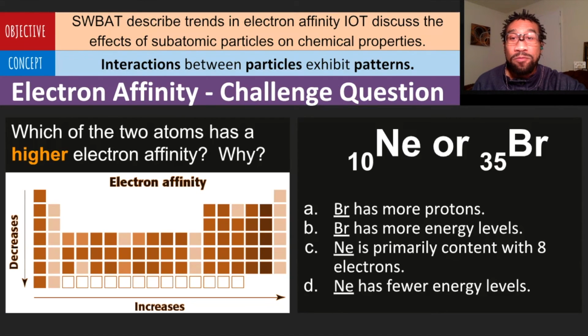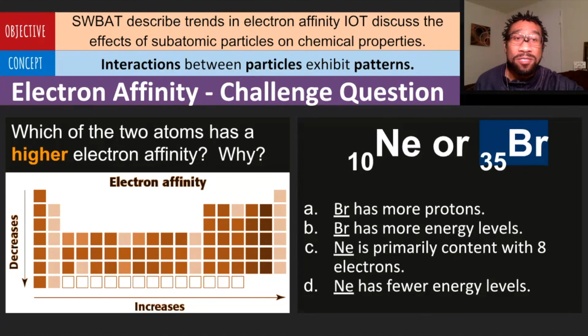So in this last example, we're determining which of the two atoms has a higher electron affinity. Is it going to be neon with an atomic number of 10 or bromine with an atomic number of 35? Which one would you choose? I would end up choosing bromine. Now, hold up. Bromine, why bromine over neon? Well, let's compare the two elements. Bromine is actually in group 17 on the periodic table, and then neon is actually in group 18 on the periodic table. In addition, bromine has more energy levels than neon. So this is a little bit different.